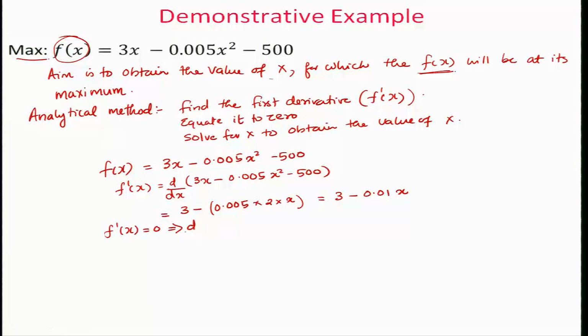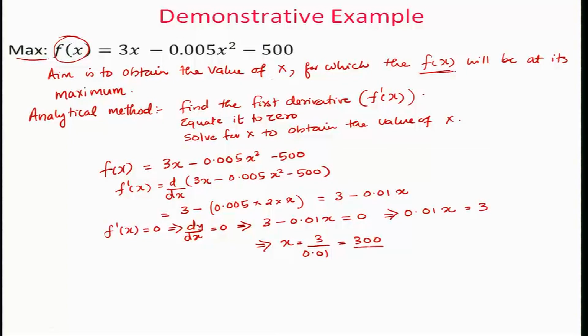Now, you set f dash x, the first derivative, equal to 0, implies dy by dx is set to 0, implies 3 minus 0.01 x should be equated to 0, which gives you 0.01 x is equal to 3, right, which implies x is equal to 3 divided by 0.01, or equal to 300. Okay. So, the analytical method tells that at x equal to 300, f of x will be at the maximum value.